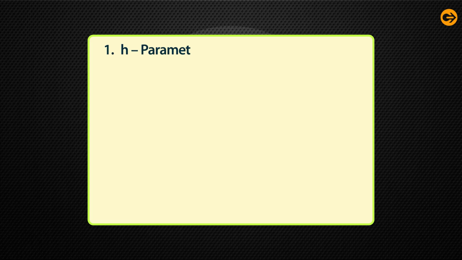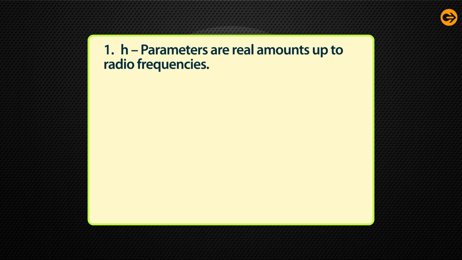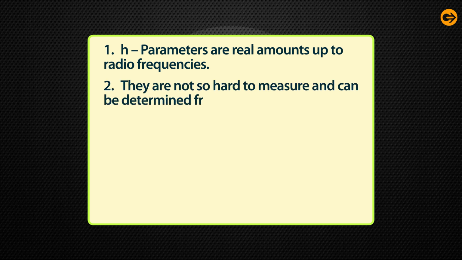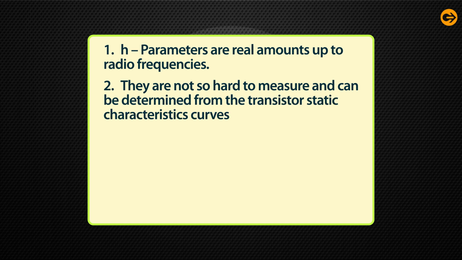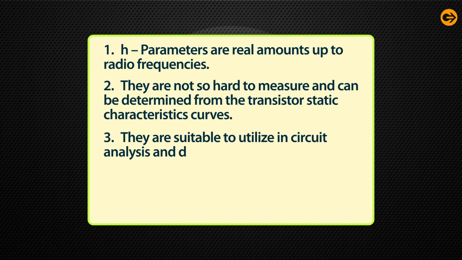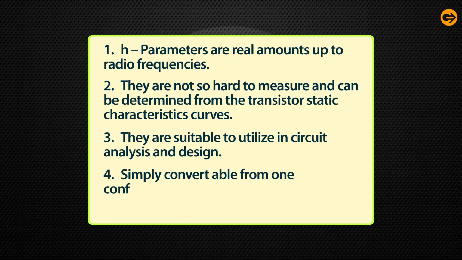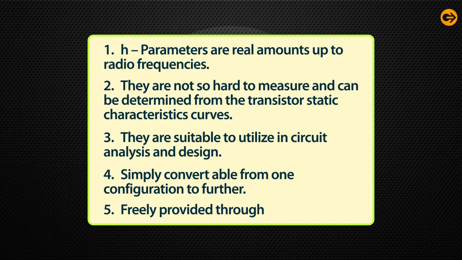Advantages of the transistor hybrid model. Number 1. H parameters are real amounts up to radio frequencies. Number 2. They are not so hard to measure and can be determined from the transistor static characteristic curves. Number 3. They are suitable to utilize in circuit analysis and design. Number 4. Simply convertible from one configuration to another. Number 5. Freely provided by manufacturers.